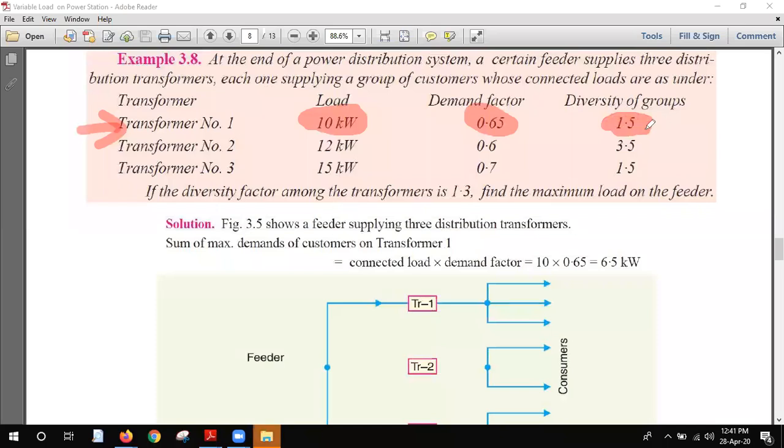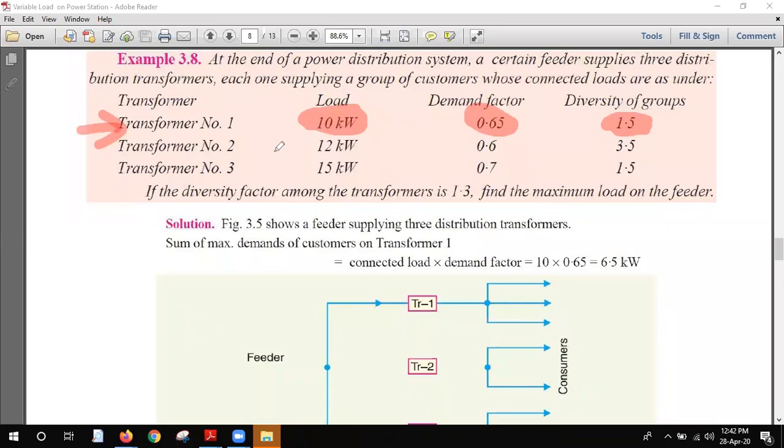What does it mean? When you see the diversity factor, it means that the people in that area are not using the power at the same time. That means everyone's maximum power demand is not at the same time. That's why it is the diversity factor. Diversity factor, I'm telling everyone, is only this: everyone is not using their maximum power at the same time.